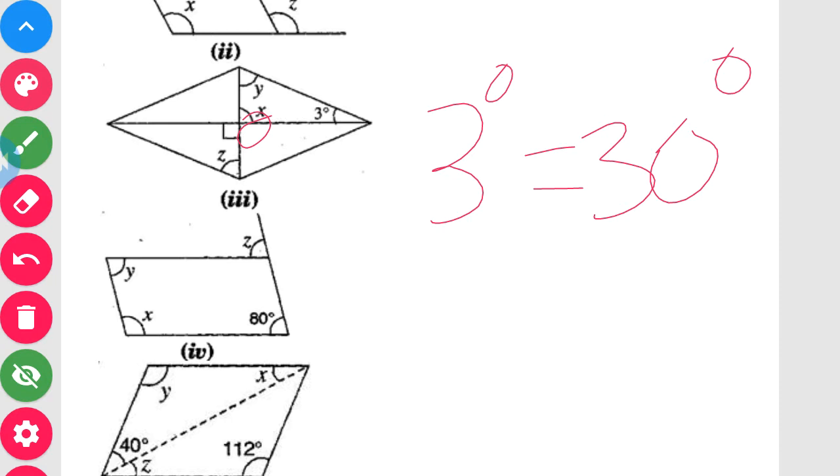You can use the angle sum property of a triangle, which states that when you sum up the interior angles, it should be 180 degrees. So already you have two angles, and the third angle you can find: x plus y plus that 30 degrees is equal to 180 degrees. X you already know is 90 degrees as the lines are perpendicular to each other, and 90 plus 30 gives you 120, and y is equal to 180 minus 120, which gives you 60. So y is equal to 60, so y is equal to z.